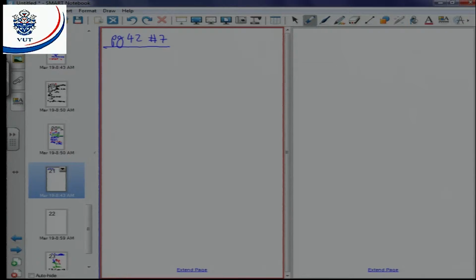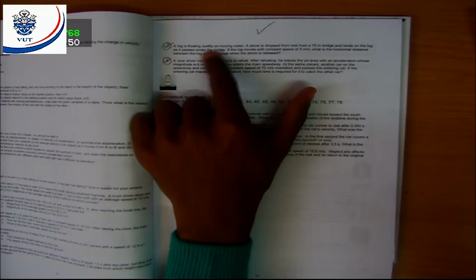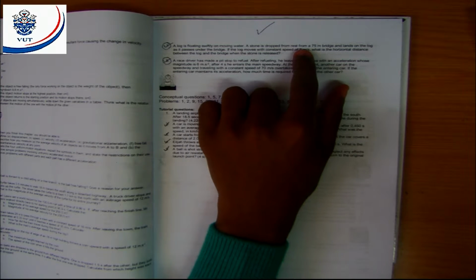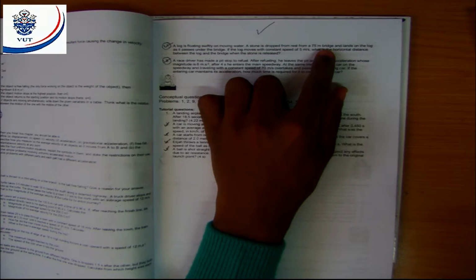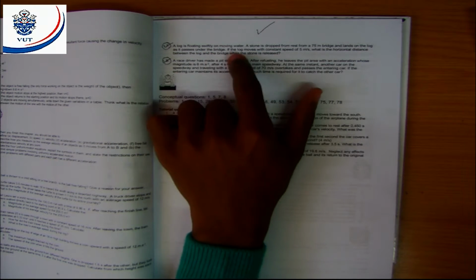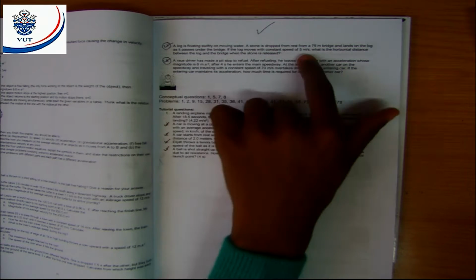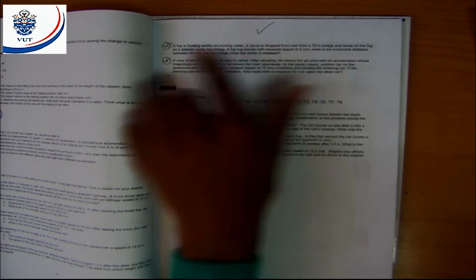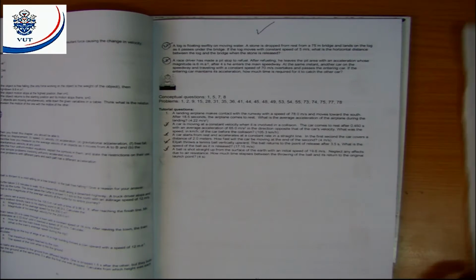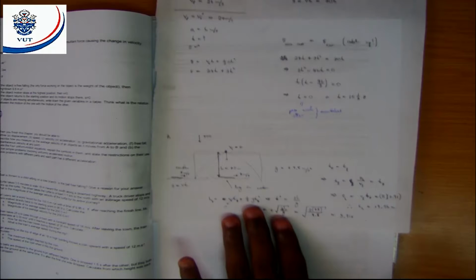We are told that we have a log which is floating swiftly on moving water. A stone is dropped from rest from a 75-meter bridge and lands on the log as it passes under the bridge. If the log moves with constant speed of 5 meters per second, what is the horizontal distance between the log and the bridge when the stone is released? So here I've got the diagram.